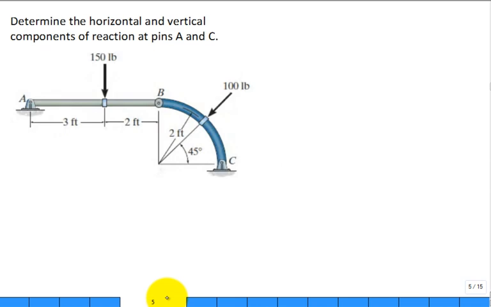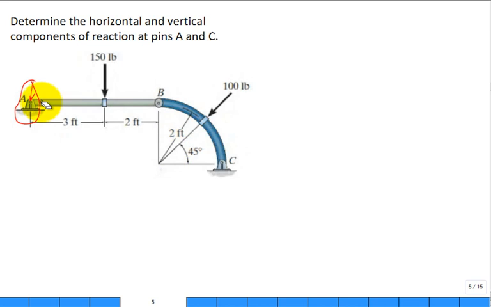Let's take a look at this problem. Determine the horizontal and vertical components of the reaction at pins A and C. So there's pin A, and there is pin C. Pin A is connected to the surroundings using what? What type of support is this? Well, it's a pin support at A. And this is a pin support, not a roller, at C.